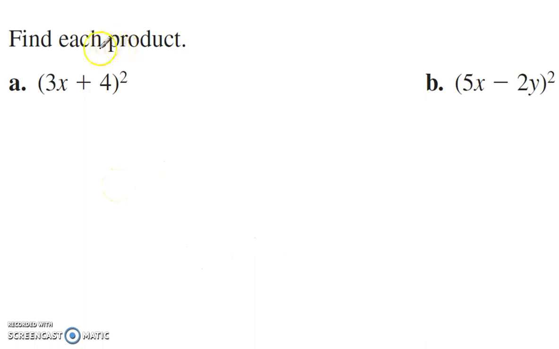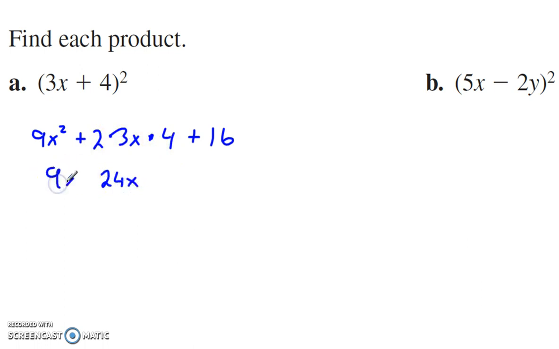All right, find each product. We have a sum squared, so we know that's going to be a squared. So we have 9x squared plus 2ab, 2 times 3x times 4. And then plus 4 squared is 16. Simplify this. 2 times 3 is 6, times 4 is 24x. So now we have 9x squared plus 24x plus 16.